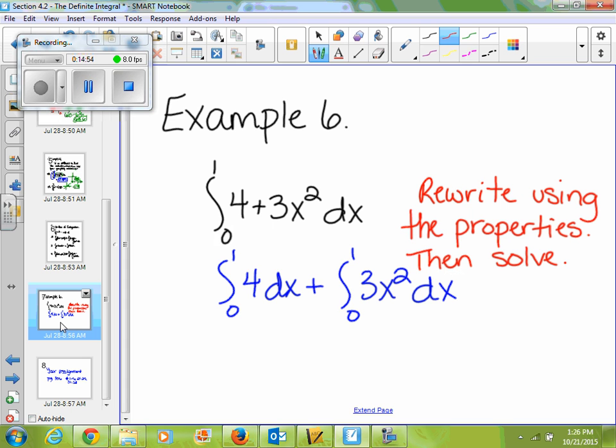Then if I look at this first part, the integral from 0 to 1 of 4 dx, that's like property what? Property 1, right, where this is some constant. So that tells me that I take my constant times my upper limit minus my lower limit. The second thing I'm going to do is look at property 3, which tells me that any constant can be pulled out front. So I'm going to have 3 times the integral from 0 to 1 of x squared dx.